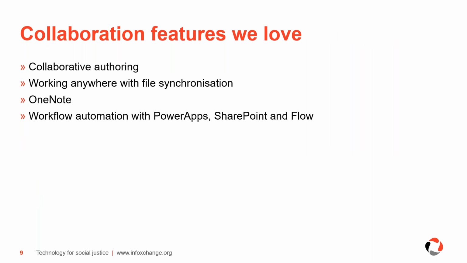The key features we love: collaborative authoring, so that everyone can get in a file at once and actually work on it together. Working anywhere with file synchronization, so you can work offline. OneNote, not talking actually a lot about OneNote, but we do love OneNote. It's really, really useful around just quick notes for teams and for others, and also workflow automation with Power Apps, SharePoint, and Flow. So the more that you can automate your volume processes and give structure to it and eliminate those paper forms and paper workflows or emails that then don't create that, the better off your organization will be.